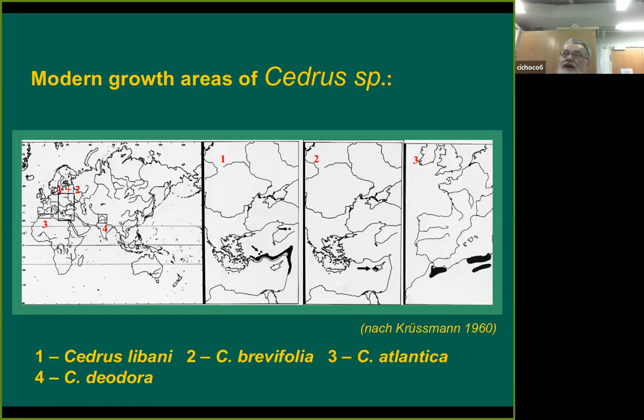Here we have these growing areas. It's the Anatolian, the Syrian and Lebanese, and the Cyprus stand. Before I have forgotten, of course, in Northern Africa, in Morocco, in the Atlas Mountains, there is another subspecies of cedar growing. And again, this is of no interest for our research.